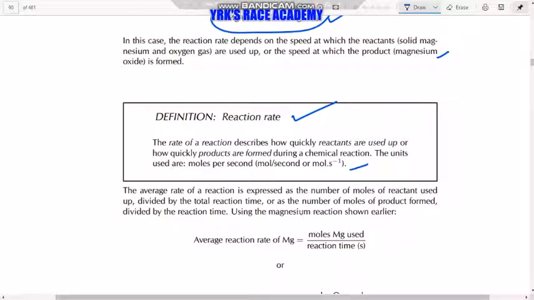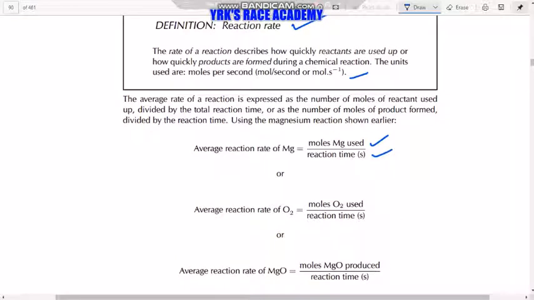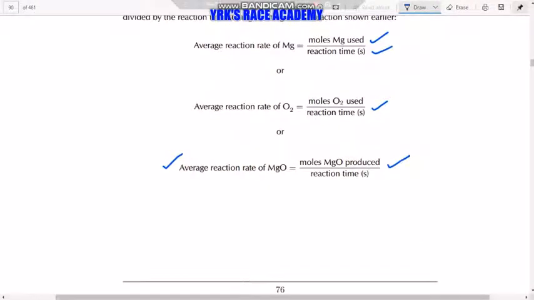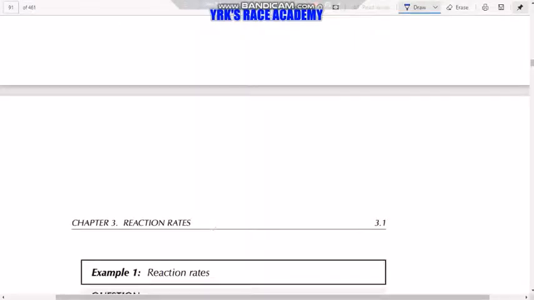Using the magnesium reaction shown earlier, the average reaction rate of magnesium is equal to moles of magnesium used up divided by the reaction time in seconds, or the average reaction rate of oxygen can be written as moles of oxygen used up divided by reaction time. As magnesium and oxygen are both on the reactant side, used up goes in the numerator. Whereas for magnesium oxide, the average rate of reaction can be written as moles of magnesium oxide produced divided by the reaction time. In that way you can express the rate of reaction for a chemical reaction.